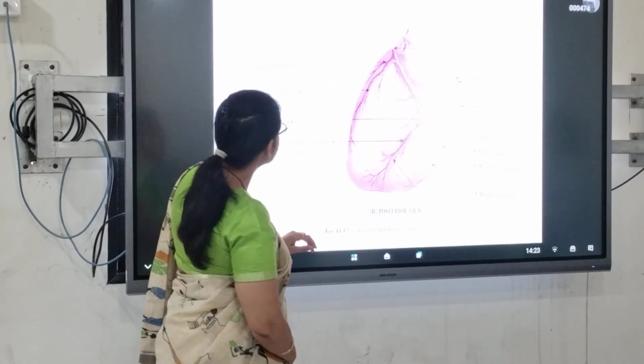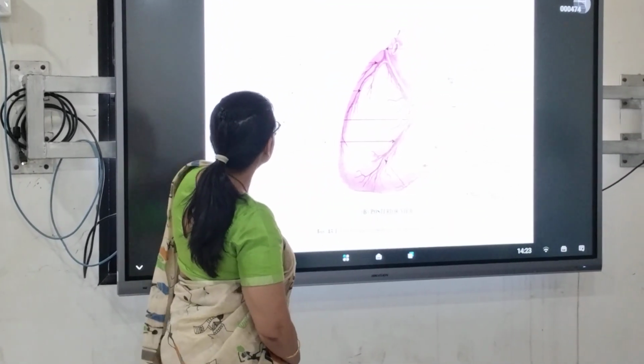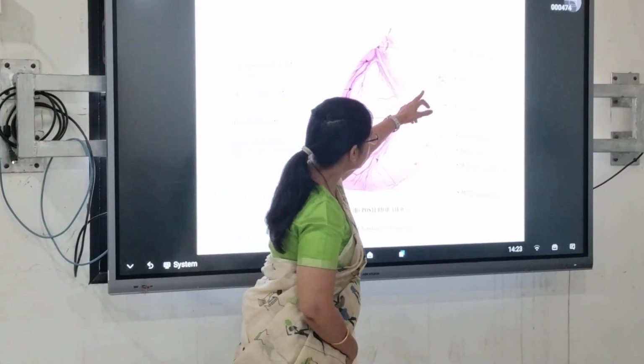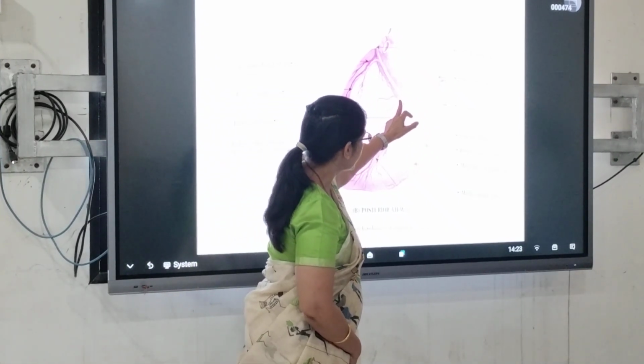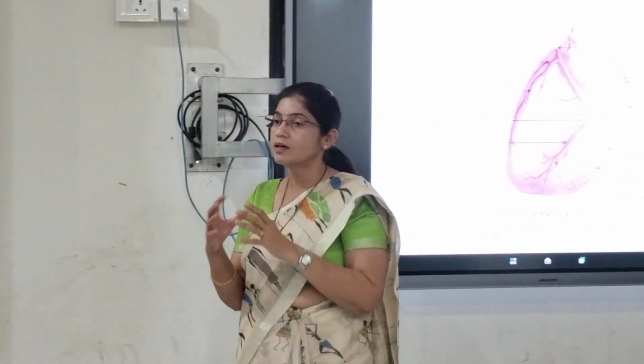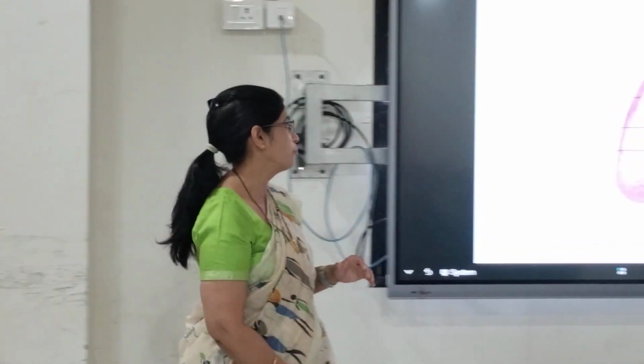Again, here you can see the different branches. This is the posterior cardiac vein. Here you can see the inferior vena cava and the coronary sinus. All these are the venous system, which drains into the right atrium.